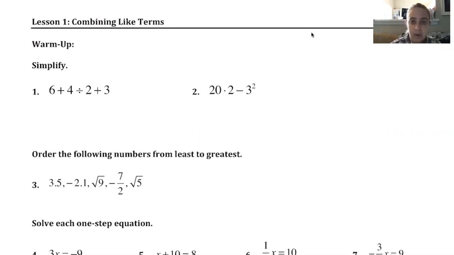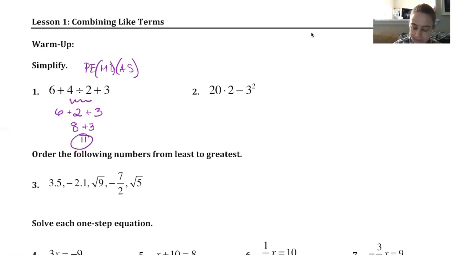For number 1, we want to practice our order of operations and we want to simplify. Remember, your order of operations is P-E-M, D-A-S. But the M and the D happen at the same time, and so do the A and the S. So in number 1, 4 divided by 2 is the division piece. We want to do that first. So that's our 2. So we have 6 plus 2 plus 3. Then we're going to add 6 plus 2, which is 8, plus 3 gives us 11.